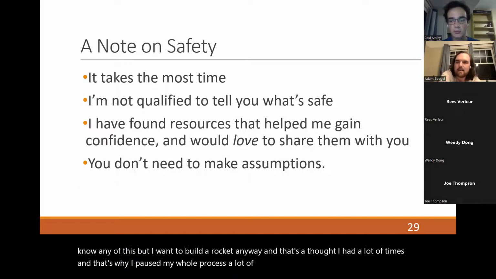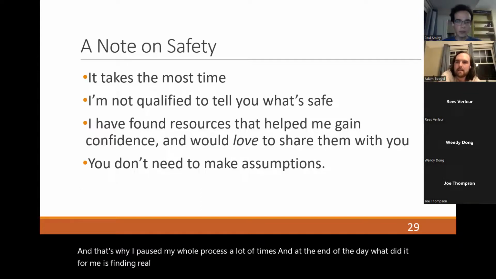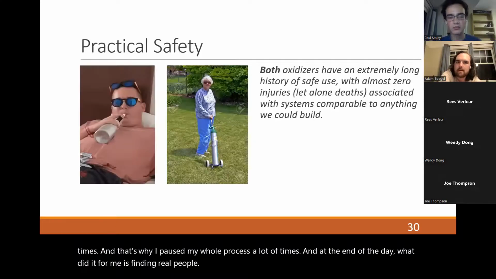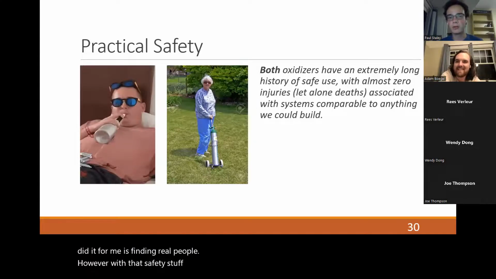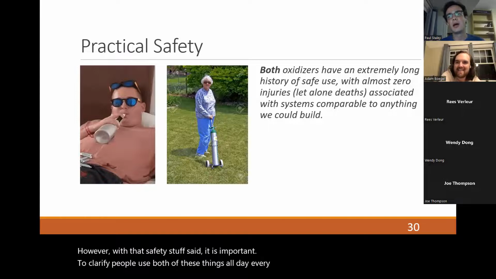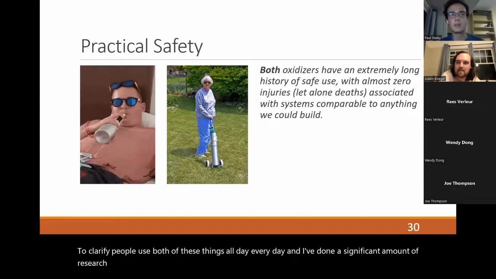And at the end of the day, what did it for me is finding real people. However, with that safety stuff said, it is important to clarify, you know, people use both of these things all day, every day. And I've done a significant amount of research into trying to find cases of people getting injured and killed building similar systems.